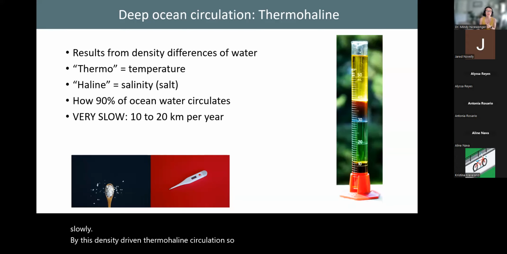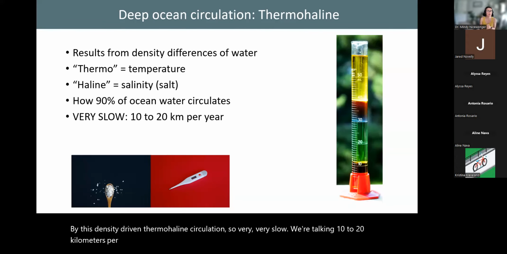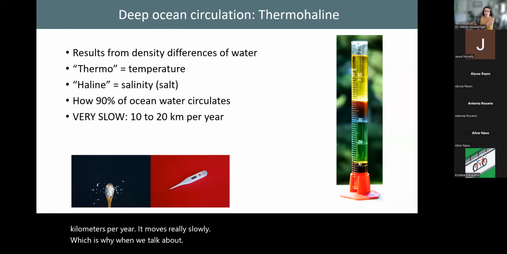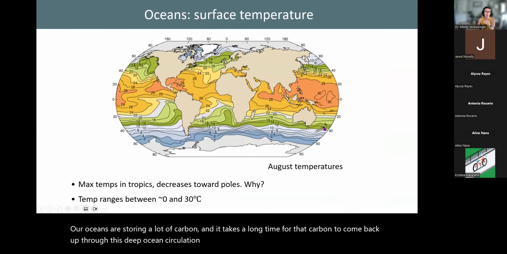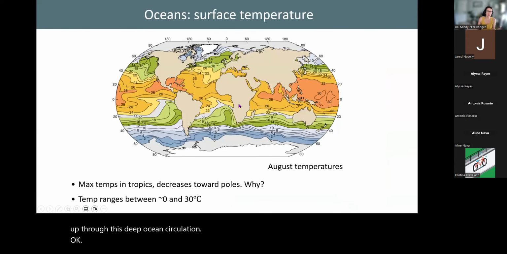So very, very slow. We're talking 10 to 20 kilometers per year. It moves really slowly, which is why when we talk about the storage of carbon, our oceans are storing a lot of carbon, and it takes a long time for that carbon to come back up through this deep ocean circulation.